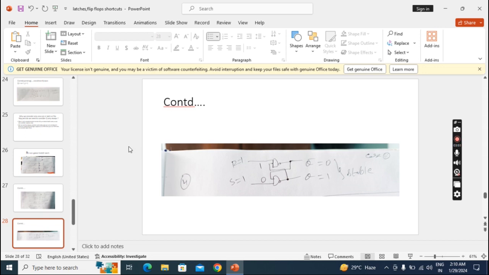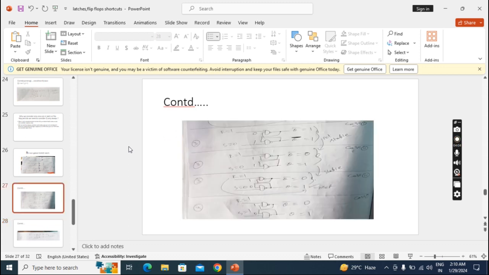Okay, so this is the explanation about SR and RS. So before seeing this lecture, you have to see the first lecture, SR non-gated NAND latch. Then only you can understand this properly.